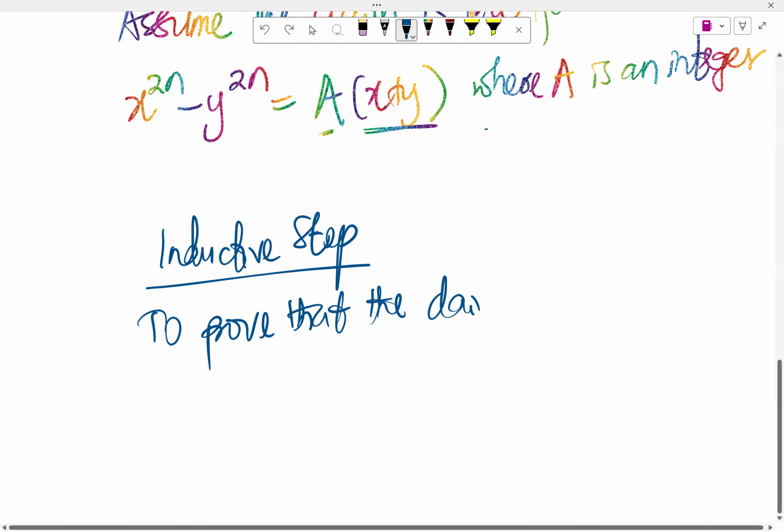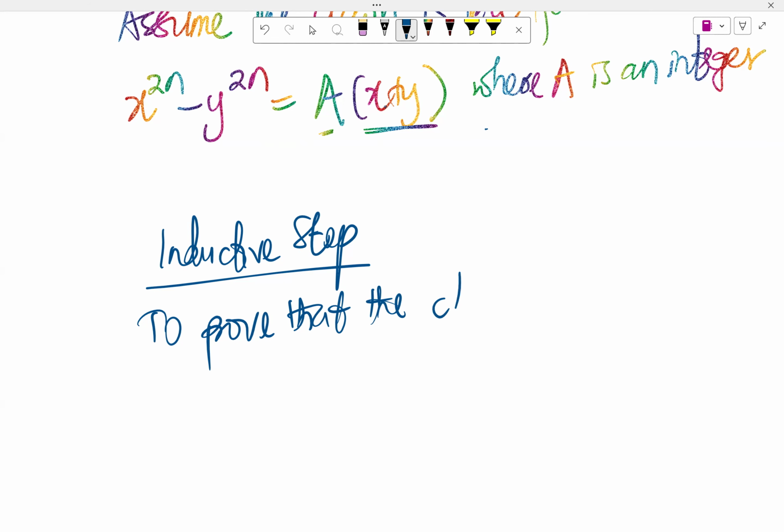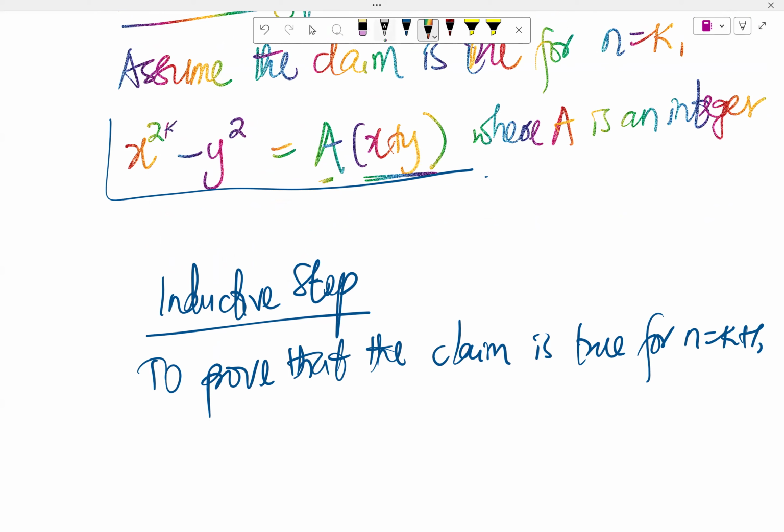That the claim is true for n equals k plus 1. And that means that now, don't forget this. This is always helpful. Oh, I think I made a mistake here. This should be 2k, because you're assuming for k, right? This is 2k, 2k. So x raised power 2k minus y raised power 2k should be a into x plus y. This is very important in this final stage we are coming to.